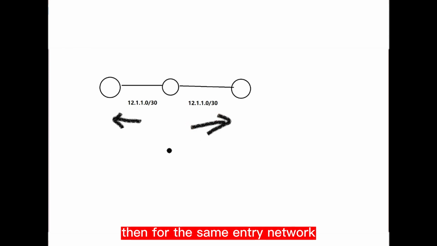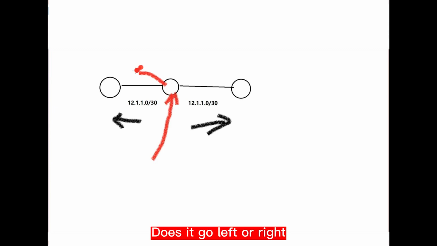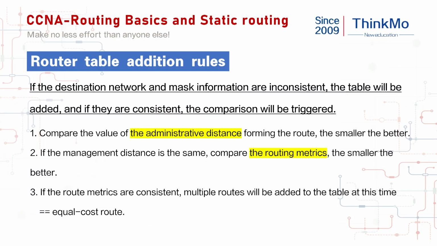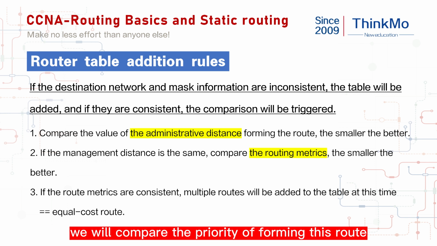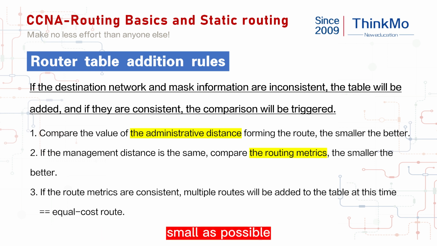Then for the same network, it is equivalent to having 2 directions. If there is data in the future that matches this 12.1.1.0 30-bit mask, does it go left or right? Here comes the problem. Everyone must be clear. Routing has a principle of adding tables: optimal addition to the table. We will compare the priority of forming this route, that is, compare its administrative distance. If the administrative distance is as small as possible, the device will believe the smaller one.